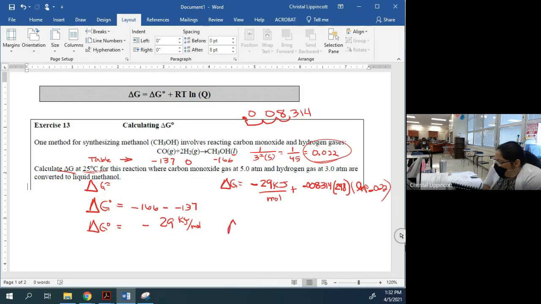So you should be able to plug all of that into your calculator. Get your delta G, which is going to be a negative 38, and that ends up being kilojoules per mole reaction. Thermodynamically favorable?